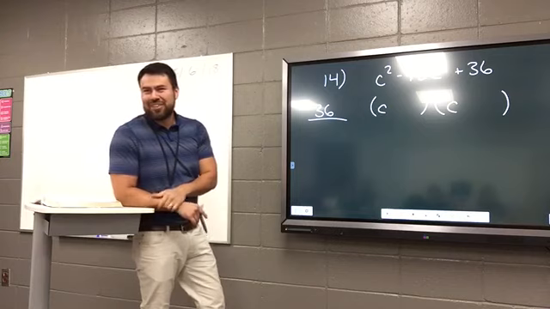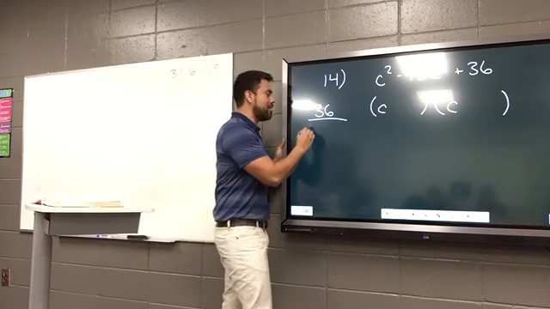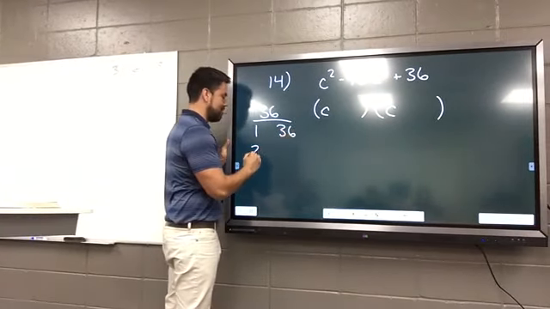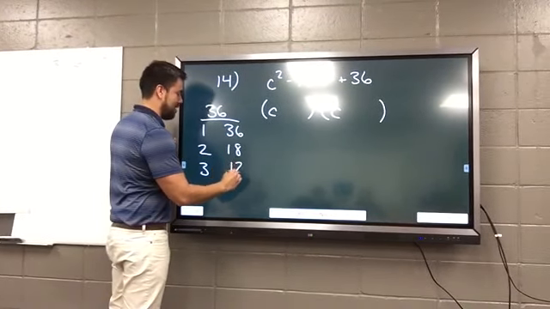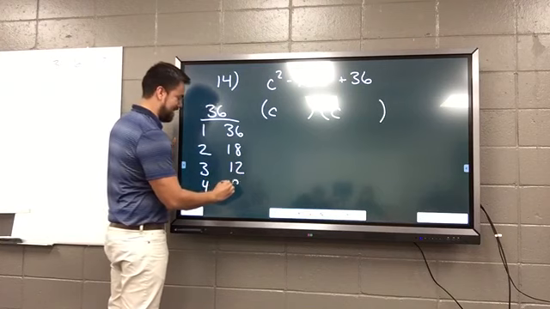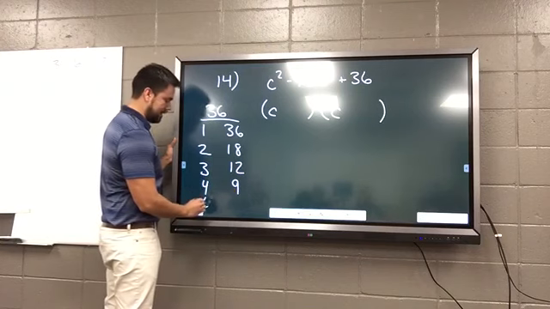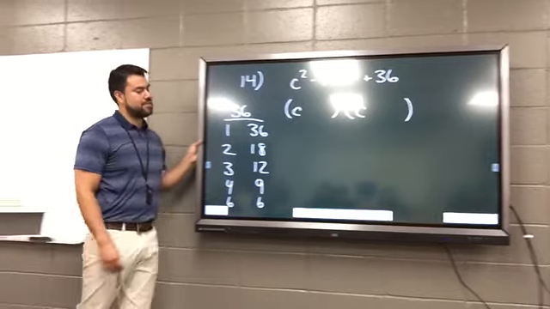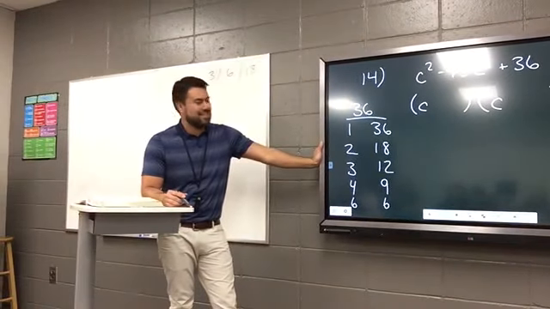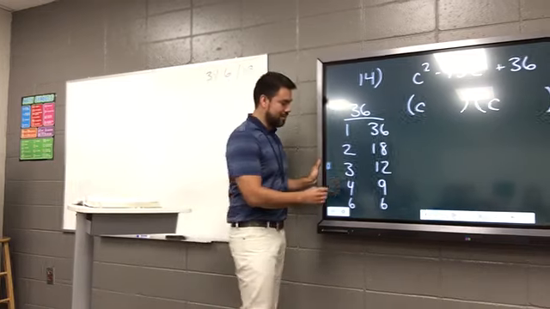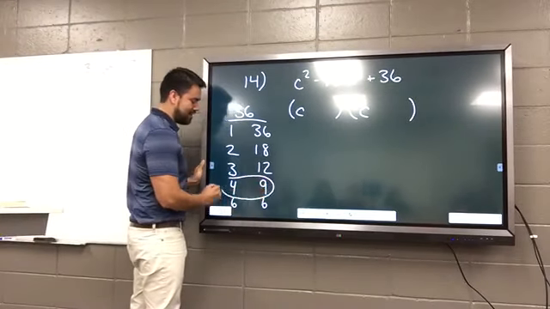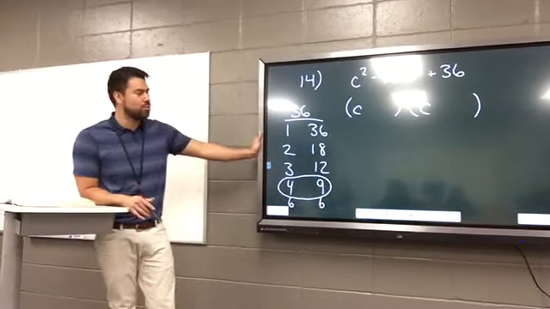Oh my, some of you already have it. I'm going to list some factor pairs. 1 and 36, 2 and 18, 3 and 12, 4 and 9, 6 and 6. There you go. 4, 9. Negative 4, negative 9. So negative 4, negative 9, I seem to have a strong pull toward.